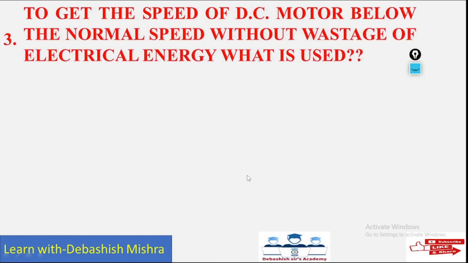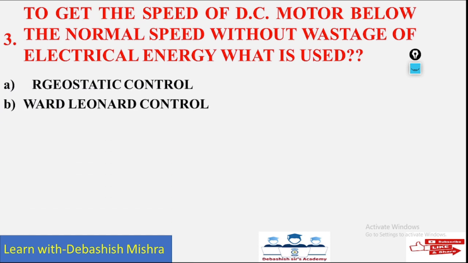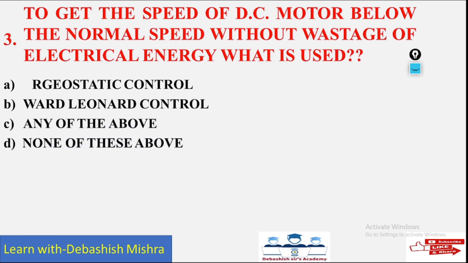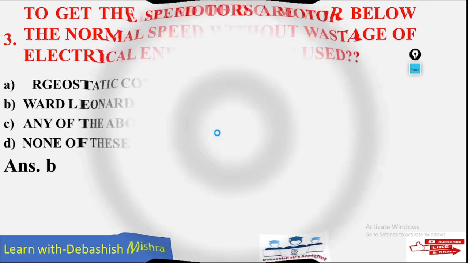Question number 3. To get the speed of a DC motor below the normal speed without wastage of electrical energy, what is used? Rheostatic control, Ward Leonard control, any of the above, none of the above. So you have to remember, it is Ward Leonard control. To get the speed of a DC motor below the normal speed without wastage of electrical energy, the Ward Leonard control method is used. Going to the next question.